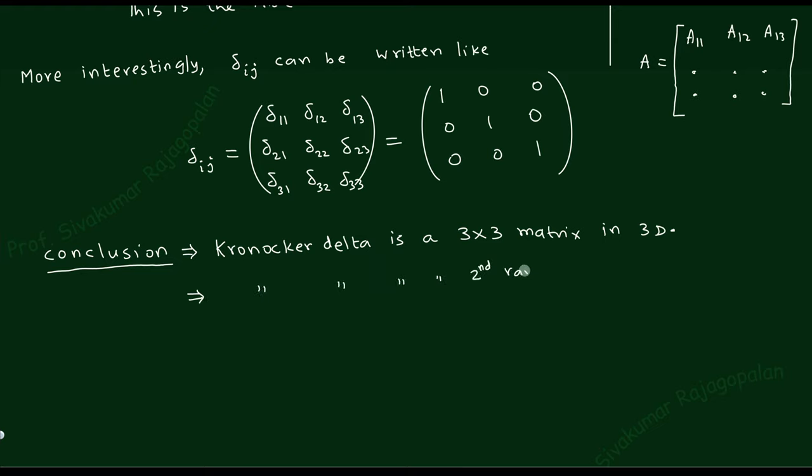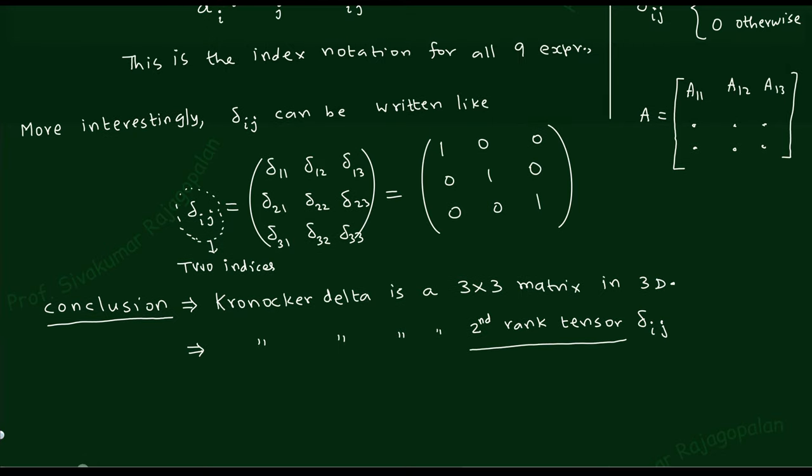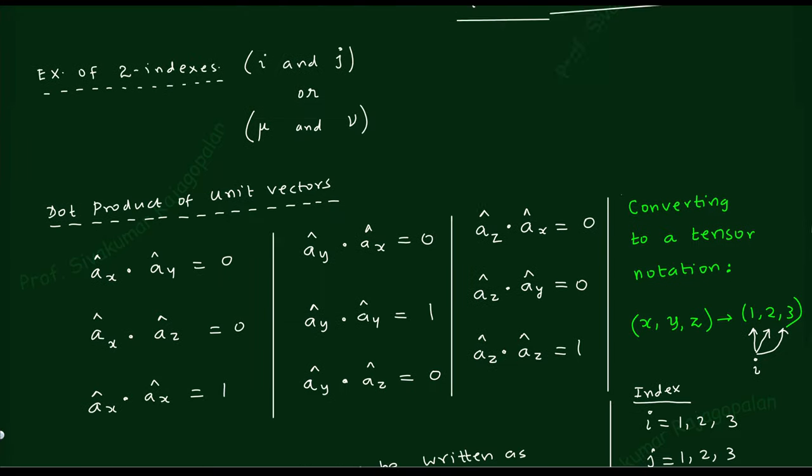So our conclusion is that it is a second rank tensor. That is the important point I want to tell. Because 2 indices are there. You see how many indices are there? I am putting a circle. ij. There are 2 indices, and therefore it is a second rank tensor. So I think to this extent, you got an idea about first rank tensor and second rank tensor.